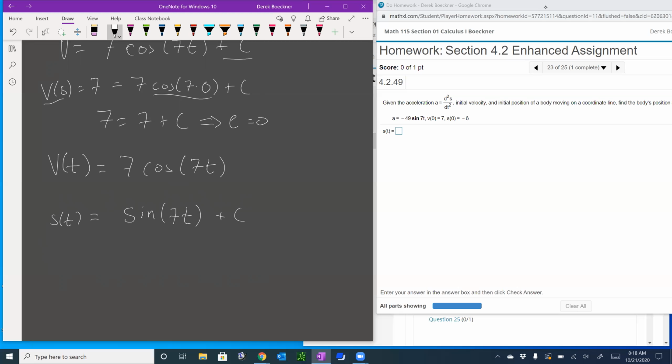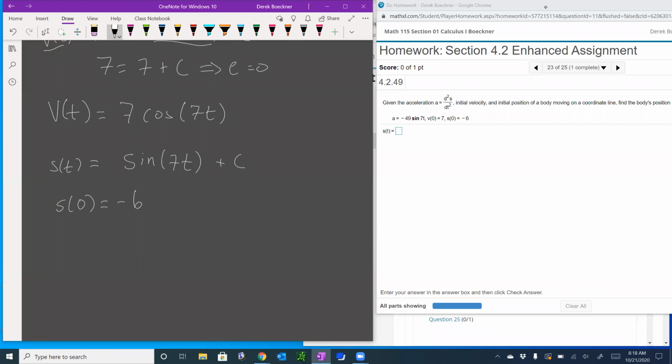Okay, and we're told that s of 0 is equal to minus 6. So s of 0 equals minus 6 says that sine of 7 times 0 plus c equals minus 6. Sine of 0 is 0, so minus 6 equals c. Tells me s of t is equal to sine 7t plus minus 6, or just sine of 7t minus 6. Where do we have questions on that one?